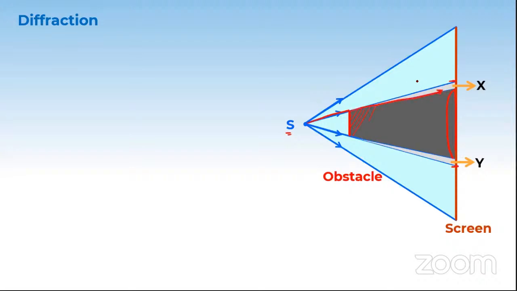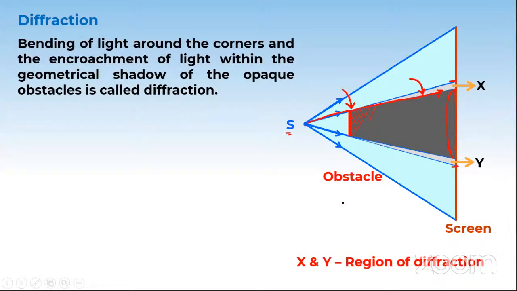This bending of light at sharp edges all started from this particular point. So here the diffraction starts, and this bending of light at sharp edges is called diffraction. It happens whenever there are sharp edges, all the time. This is as simple as it is. We call this region, X and Y, this gray region and this gray region on both sides, the region of diffraction, because that is where diffraction is happening.